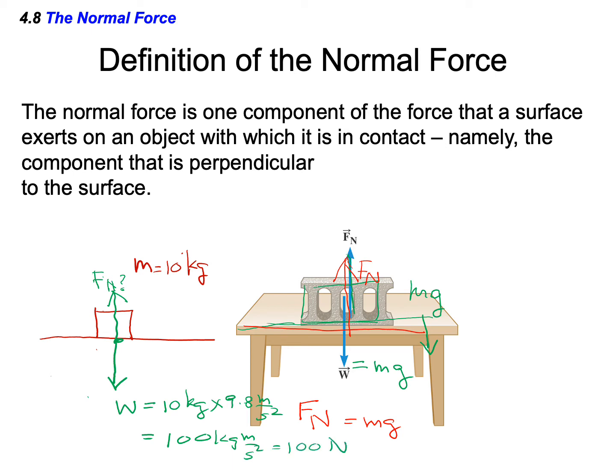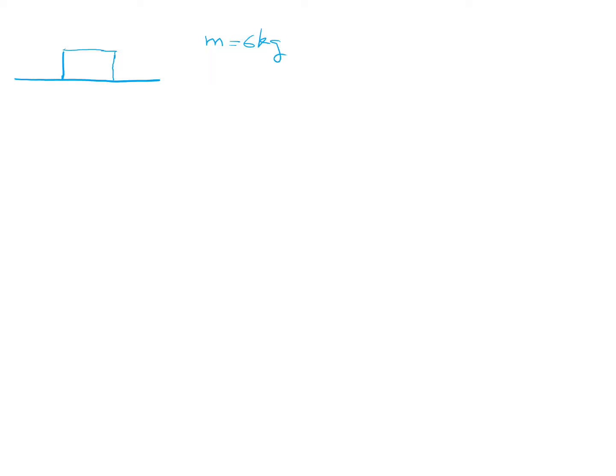So normal force, we know that equal to W, weight, because this mass is not moving, and therefore normal force is equal to W, which is equal to 100 Newton. Let's consider another example. Let's consider a 6 kilogram mass sitting on a flat surface.